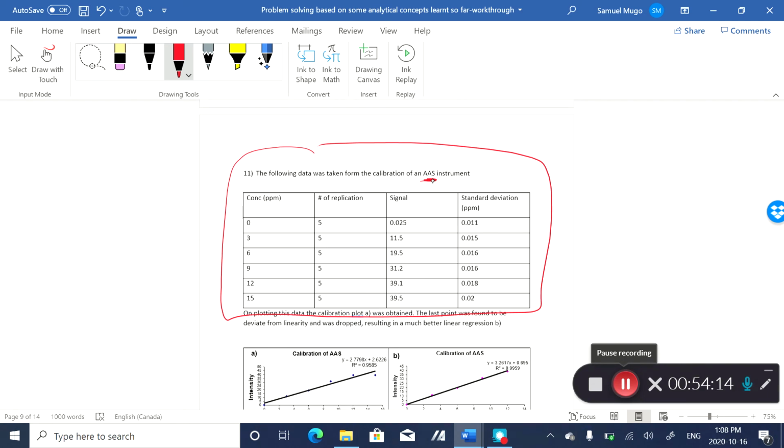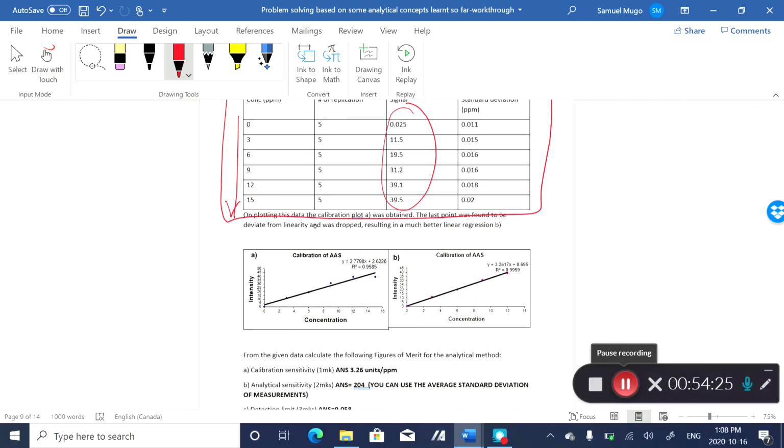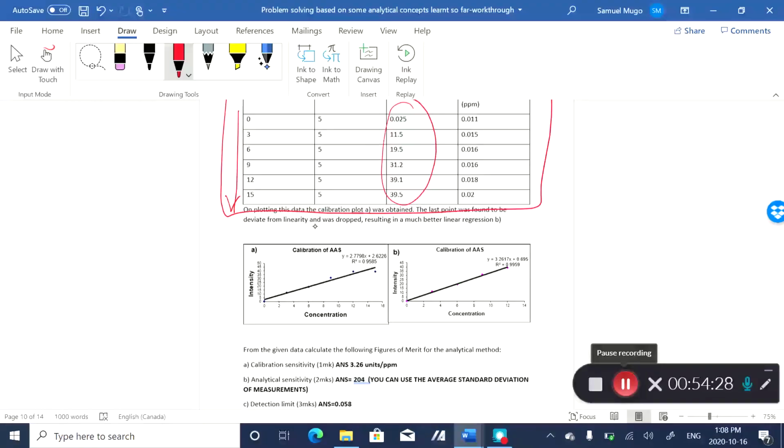And then you run your calibration. These are the concentrations, and you get your signals, and in each one of them you repeated it 5 times. And so the question is, number one, from this simple calibration you can get lots of figures of merit. Question number one, calculate the calibration sensitivity.